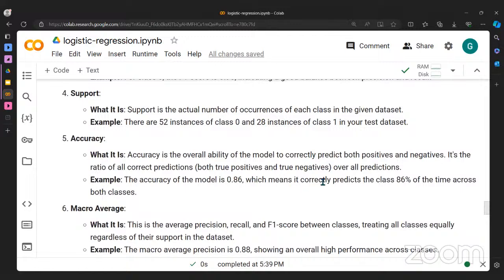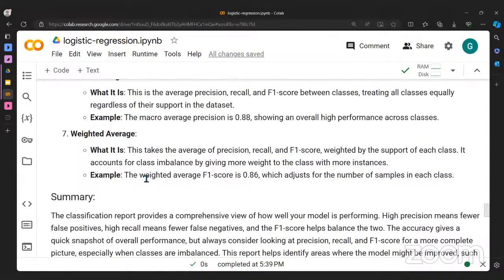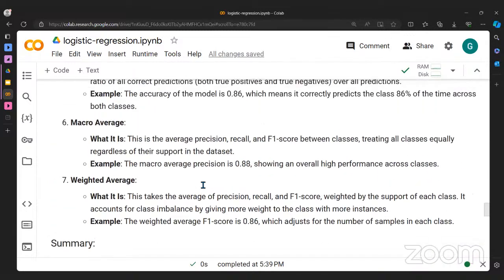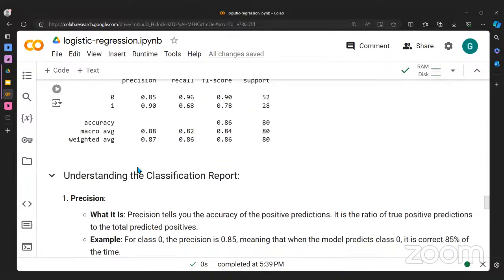Accuracy, we talked about that already. 0.86, which means it correctly predicts the class 86% of the time across both classes. Macro average is the average precision, recall, and F1 score between the classes. The weighted average F1 score is 0.86, which adjusts for the number of samples in each class. So yeah, that's basically it for what we got from here.